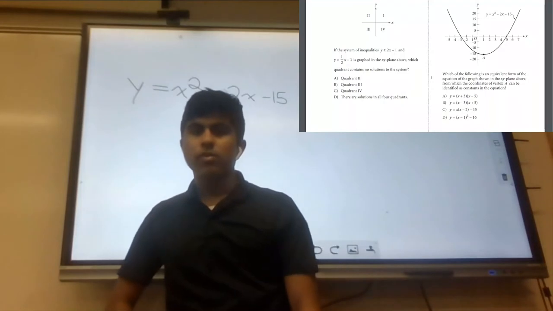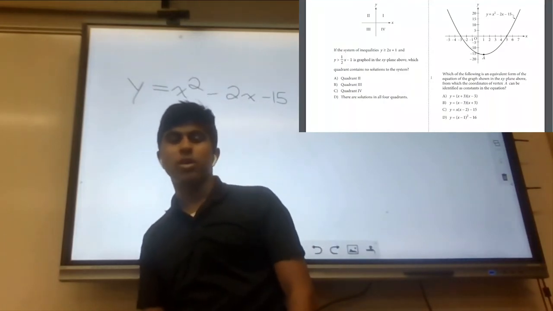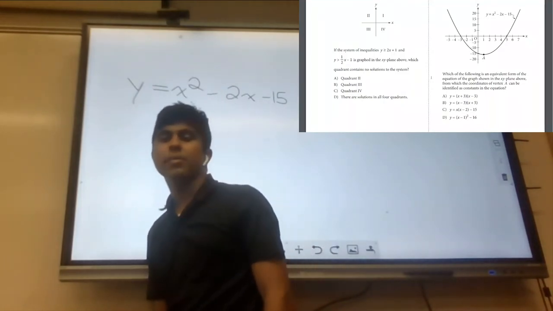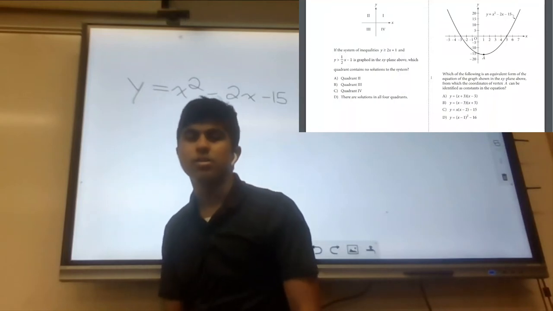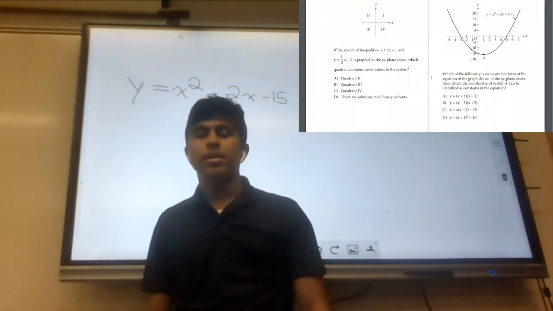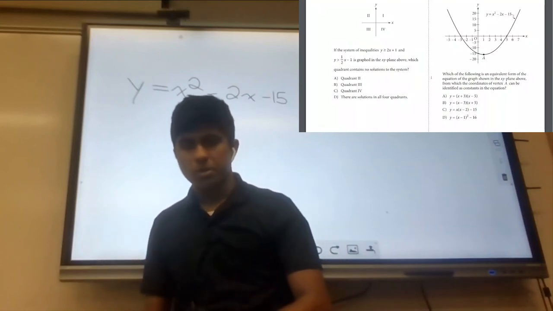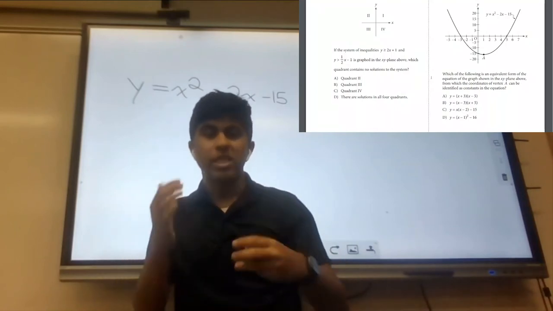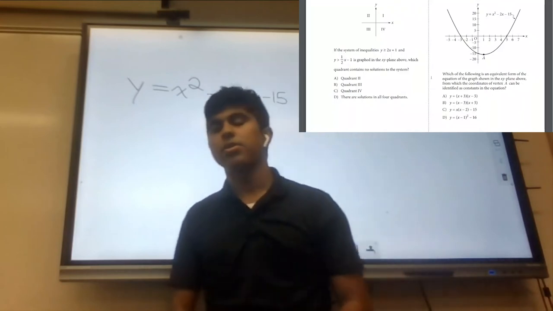Which of the following is an equivalent form of the equation of the graph shown in the xy plane above, from which the coordinates of vertex A can be identified as constants in the equation? So we want to find vertex form, because we're trying to find something where the coordinates of the vertex can be found in the equation.